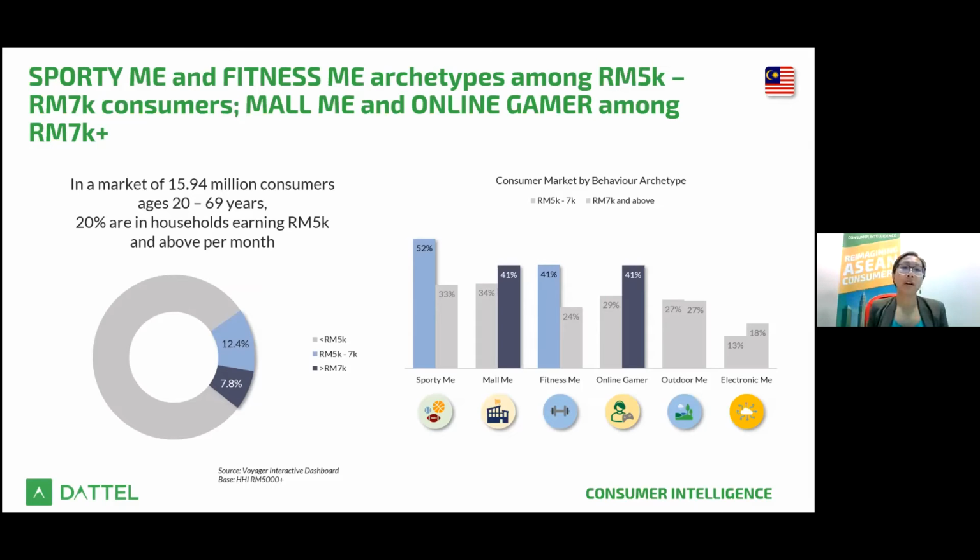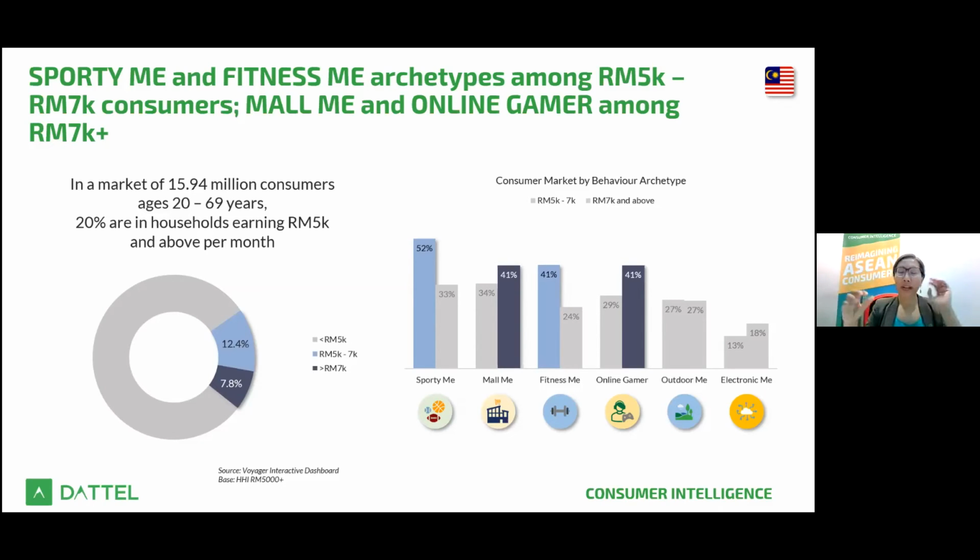So based on the 20 to 69 consumer market, that's approximately 15 or 16 million Malaysian consumers aged 20 to 69. We can see that 20% of them are living in households that earn 5,000 ringgit and above per month. From that distribution, we look at the behavior archetypes of the individuals within these income brackets. We focused on a few that are relevant to this particular brand or product: Sporty Me, Mall Me, Fitness Me, Online Gamer, Outdoor Me, Electronic Me.